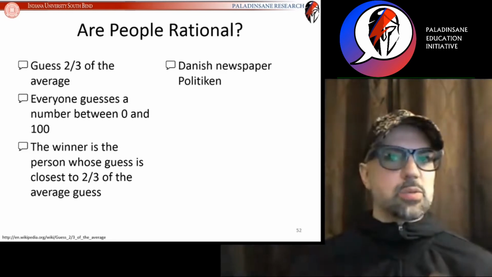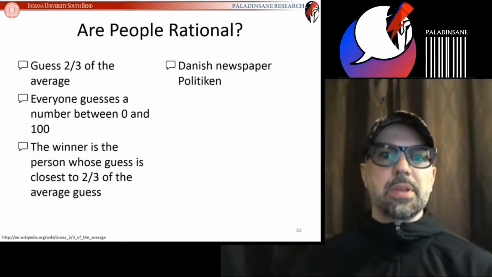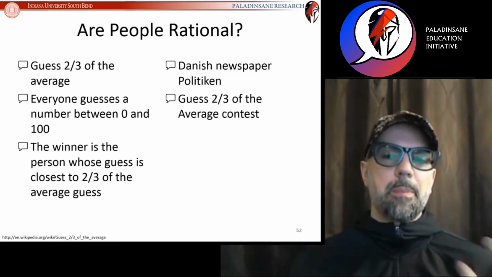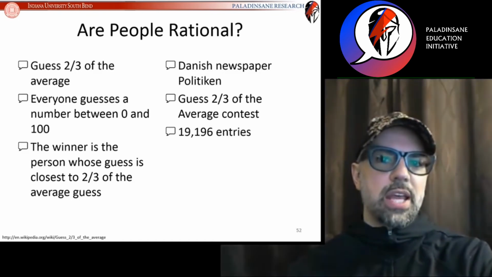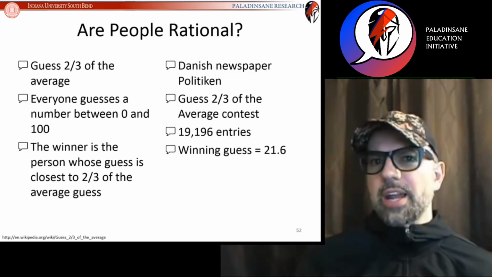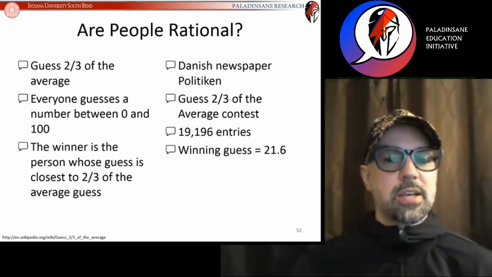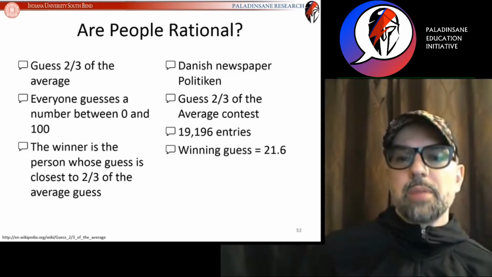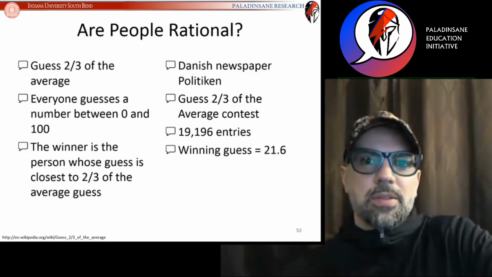Well, this is one of those instances where, again, it's very complicated and you just have to try to run the data. You just have to try to run the experiment and see what happens. And a Danish newspaper, the Politiken, did this, and they had a contest where people sent in their best guesses for 2/3 of the average. They received over 19,000 entries, and the winning guess, they allowed it to go to decimals, was 21.6. So you can see in this case that most of the people figured out that, you know what, we kind of have to go a little bit low, but not all the way down to zero. And again, there's two possible answers for this. It could be both, that people just couldn't figure out what the prescriptive solution was, and/or they also knew that people they were playing against wouldn't figure out the prescriptive solution, meaning that it becomes the not optimal solution and you have to go with another example.